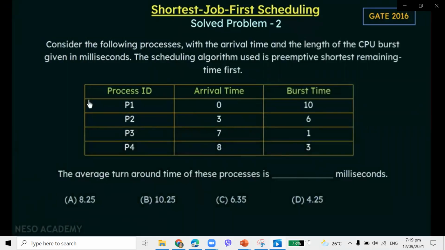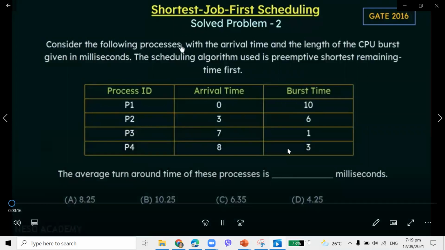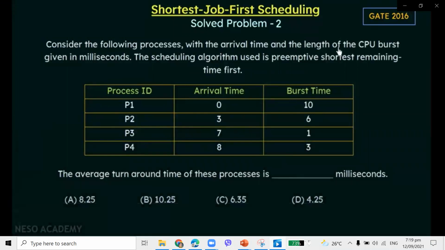So here is the question. Consider the following processes with the arrival time and the length of the CPU burst given in milliseconds. The scheduling algorithm used is preemptive shortest remaining time first. The average turnaround time of these processes is dash milliseconds.